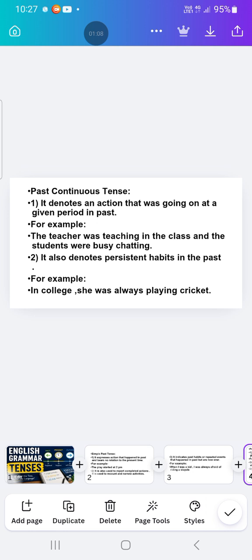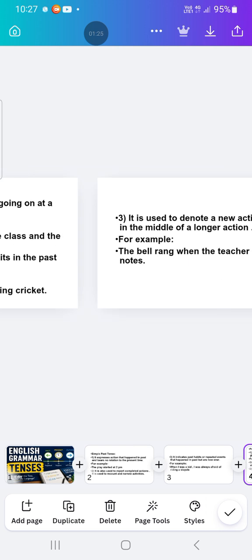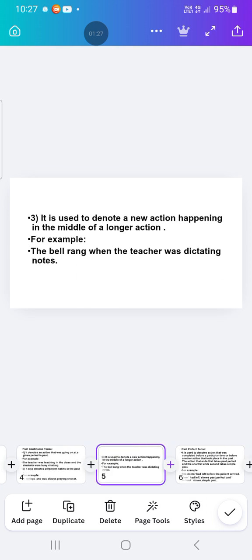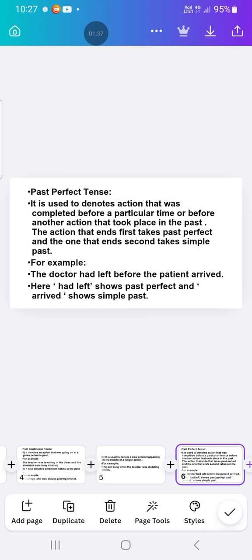For example, the teacher was teaching in the class and the students were busy chatting. It also denotes persistent habits in the past. For example, in college, she was always playing cricket. It is used to denote a new action happening in the middle of a longer action. For example, the bell rang when the teacher was dictating notes.